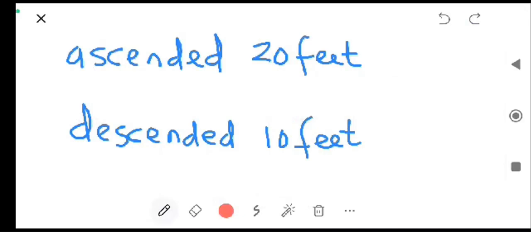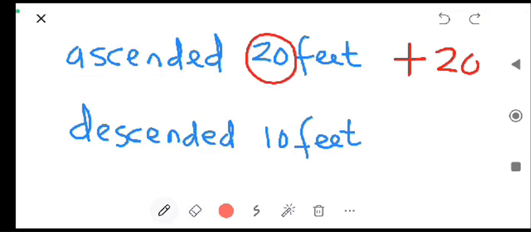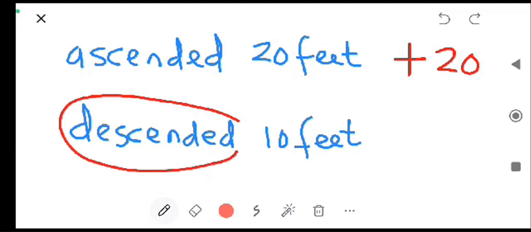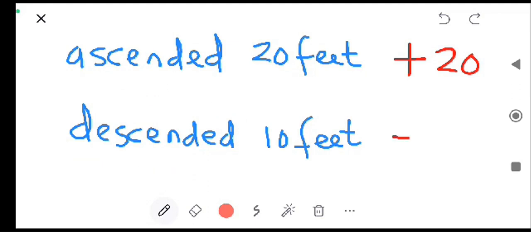Now, ascended 20 feet. The word ascended talks about the positive integer, so I'll write plus, and then this 20 that is here, I'll write it beside the plus. That means that ascended 20 feet is the same thing as plus 20. We have descended 10 feet. Now, the word descended talks about the negative integer, so I'll write minus. Then because I have 10 here, I'll write the 10 beside it. So descended 10 feet is the same thing as minus 10.